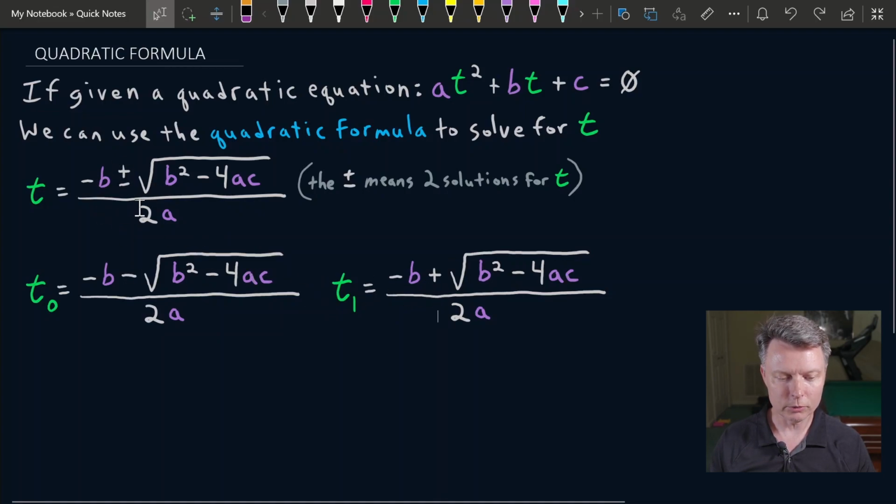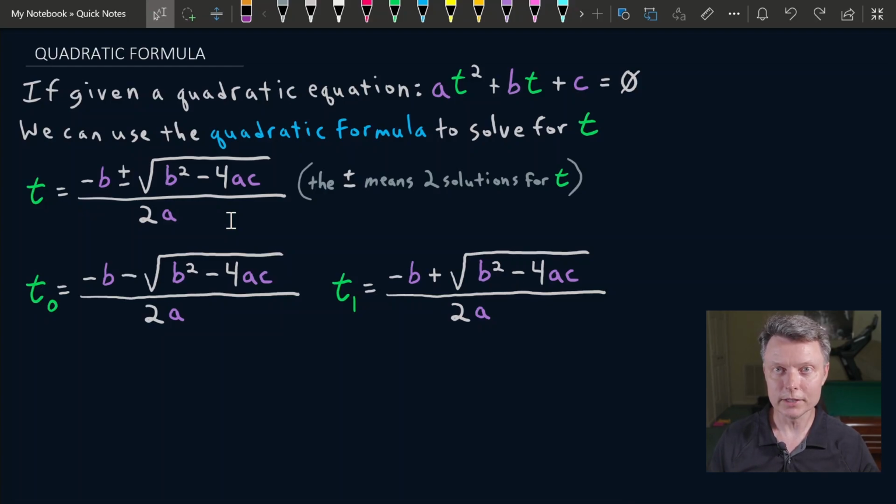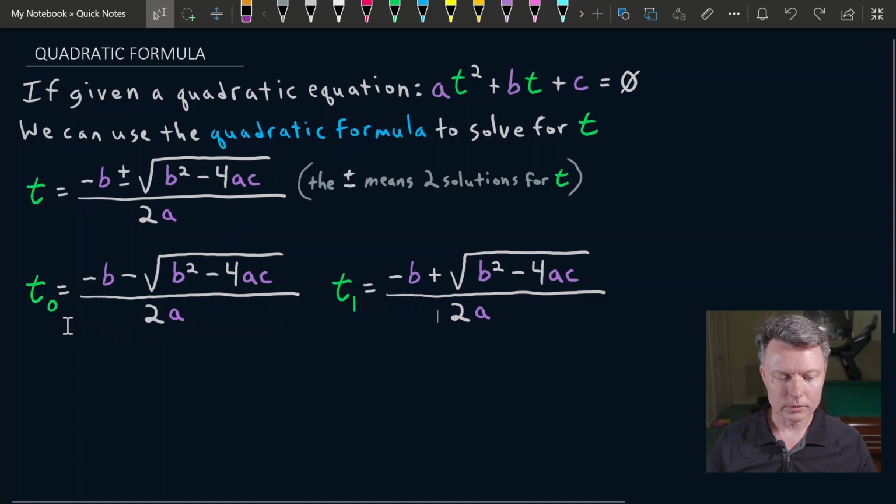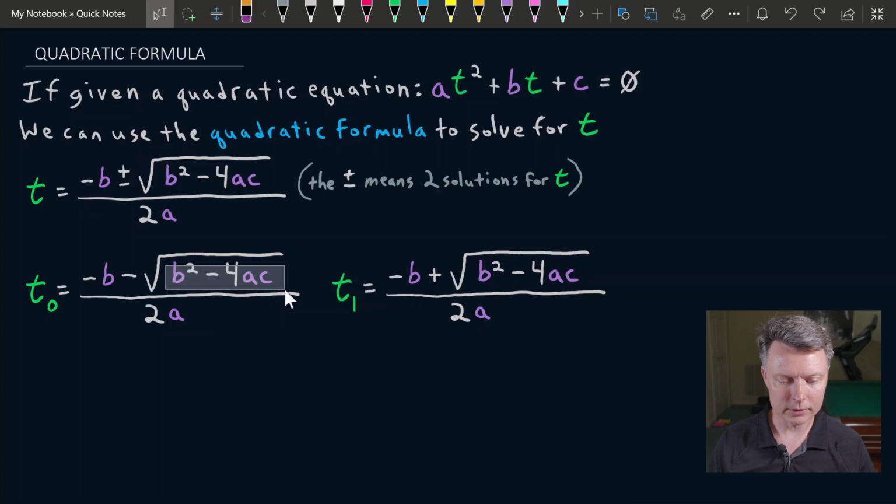So when you read this entire equation, that's what that plus minus means. You could go either way. You could go the plus route or the minus route to get your two t values that you're interested in. And so the t0 value, the first value, is always the lesser of the two. And so we use the minus sign on this version of the equation. And then the t1 is always supposed to be greater, so we use the plus sign for the addition route of that equation.